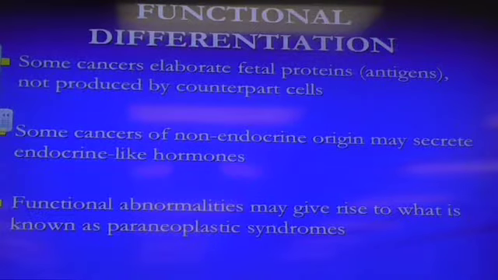An example of that is when you have hypercalcemia of malignancy. That's one of those very common paraneoplastic syndromes where you have cells that don't normally produce parathyroid hormone, producing parathyroid hormone. That's probably the best example for this, where cancer cells produce endocrine hormones even though they're non-endocrine cells. Okay, so they have differentiated to do something they don't normally do.